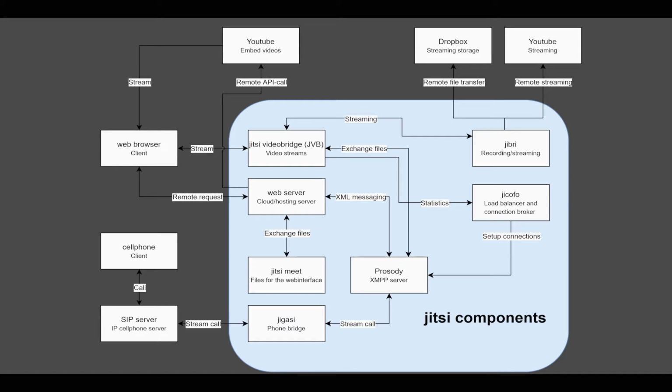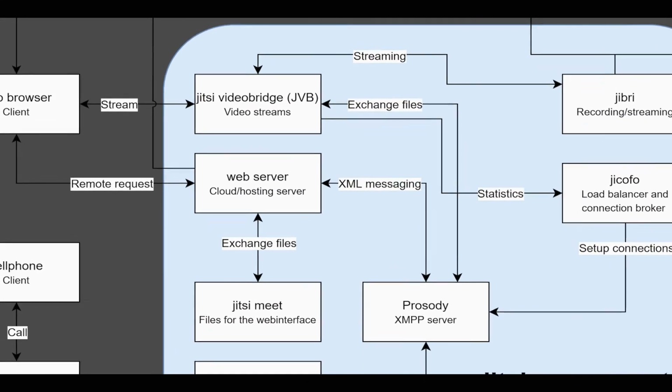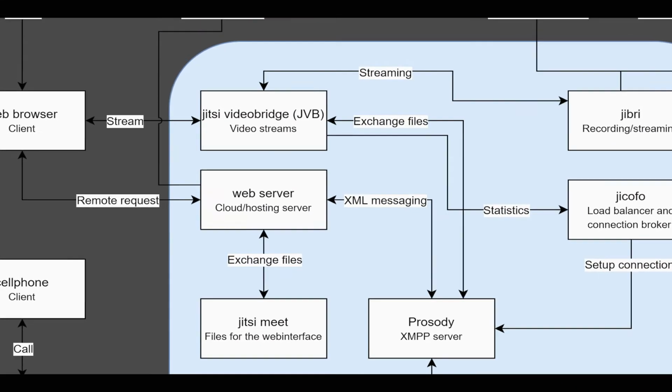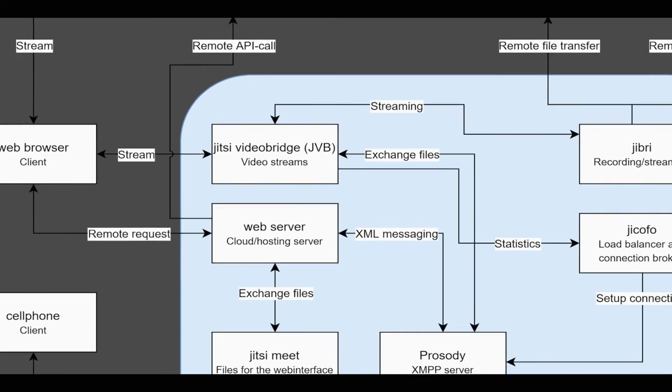The main components of the Jitsi architecture, which we looked at in SA2, are the following. First of all, we have Jitsi Meet, which contains the files for the web interface, as they are accessed via files served by a web server.